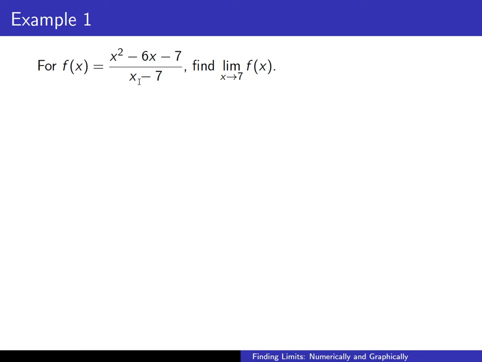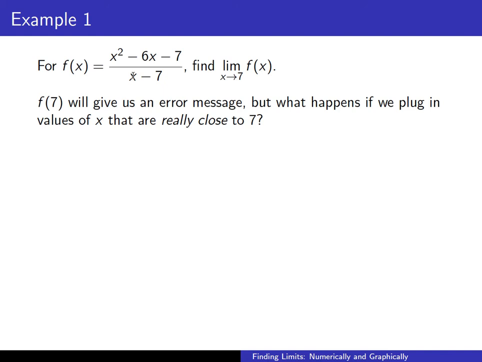Now if we plug a 7 in for the function, it's going to give us a 0 in the denominator. Again, limits don't care what happens at that value of x, they care about what happens as we get closer to it. So what we can do is plug in values of x that are very, very close to 7, both values very close and less than 7, and values very close and greater than 7. Again, f of 7 is going to give us an error message, but what's the output behavior if we plug in values of x that are really close to 7?